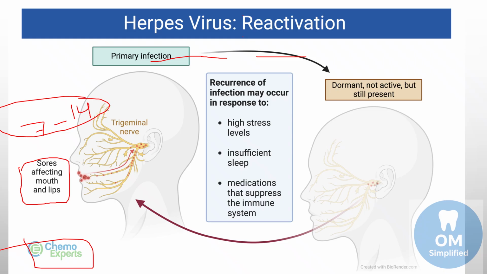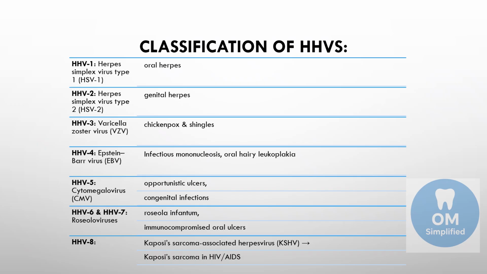Where does it go into latency? It is the trigeminal nerve ganglion. It stays dormant there, and it does not cause any pain to the patient unless the immune system is hit. The immune system can be hit either in high stress levels, when the person has insufficient sleep, or if there are any medication uses that can suppress the immune system.